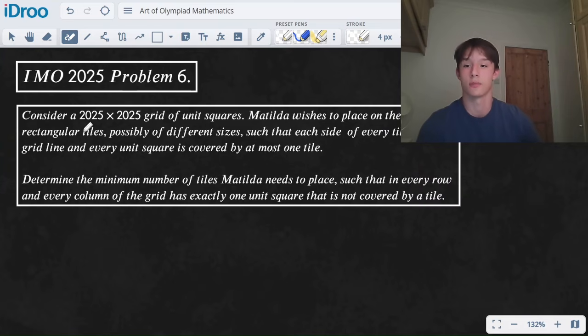Okay, so here's the problem. We have a 2025 by 2025 grid of unit squares, and Matilda wishes to place on the grid some rectangular tiles, possibly of different sizes, such that each side of every tile lies on a grid line, and every unit square is covered by at most one tile. And we need to determine the minimum number of tiles that Matilda needs to place such that in every row and every column of the grid, there's exactly one unit square that is not covered by a tile.